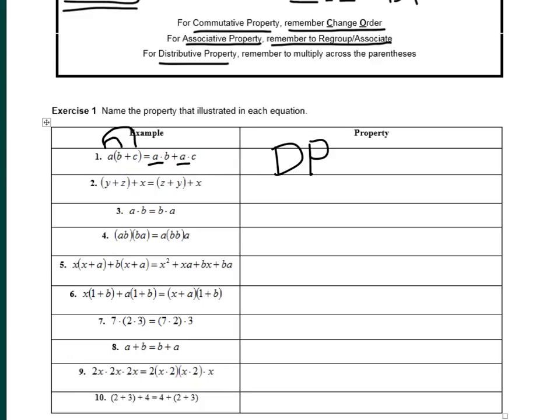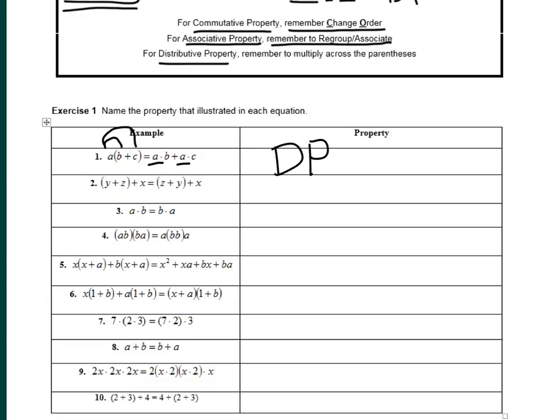Now, when you have problems like this, let's take a look at order. On the left side, y, z, x is the order of the variables. On the right side, however, it's z, y, x. The order has changed, so you should be thinking commutative property.